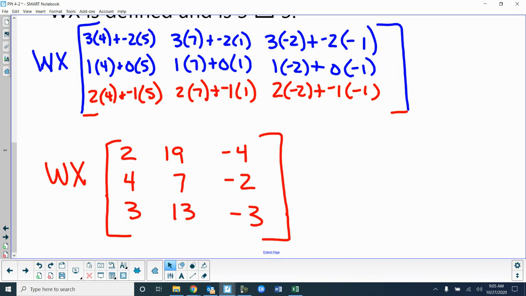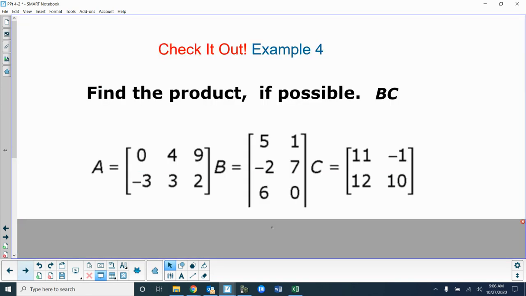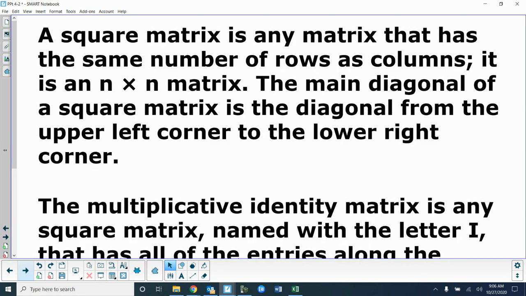Questions? Okay, let's see what else we were supposed to go over, but again, was XY possible? No, that wasn't possible, was it? No. So this is what? 2 by 3, and what's this? 2 by 2. The 3 and the 2 don't match, right? No. Was BC possible? That's a 3 by 2, and this is a 2 by 2, right? The 2's match up, so we could do that one, right? Yeah.